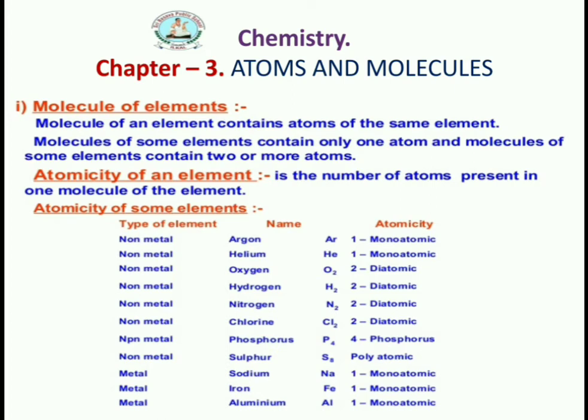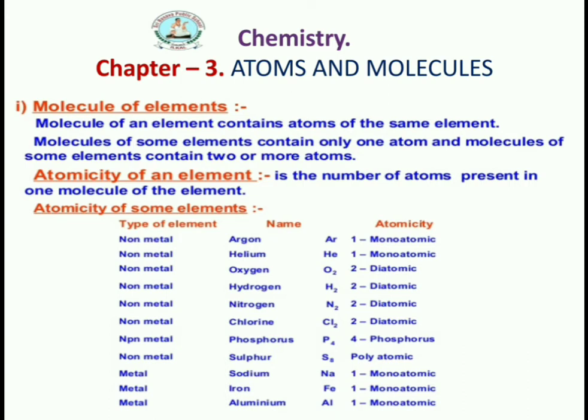Next, atomicity of an element. It is the number of atoms present in one molecule of the element. So, we see there are 3 types of elements: metals, non-metals and metalloids. The elements are classified into 3 types: metals, non-metals and metalloids.